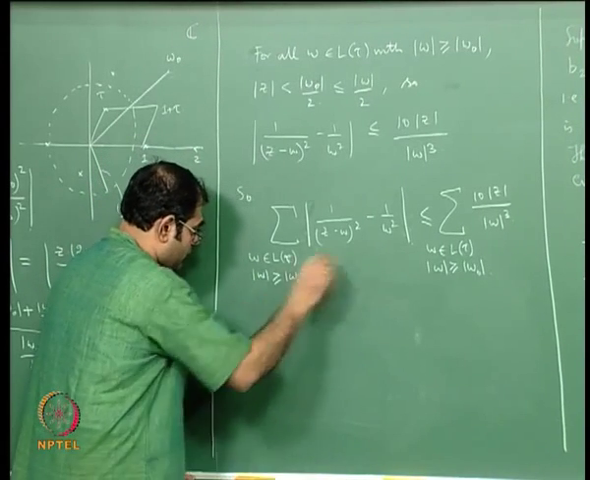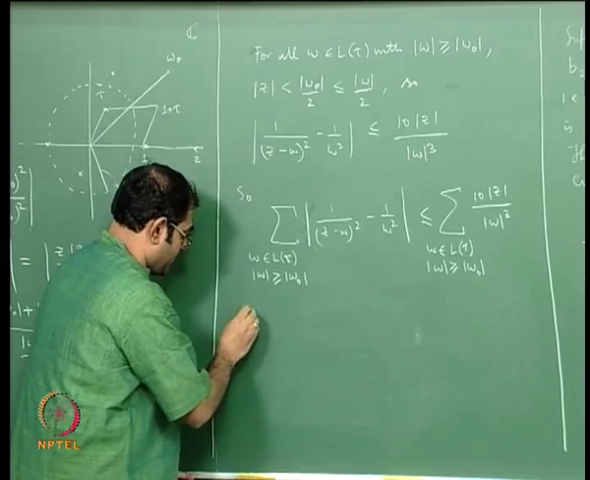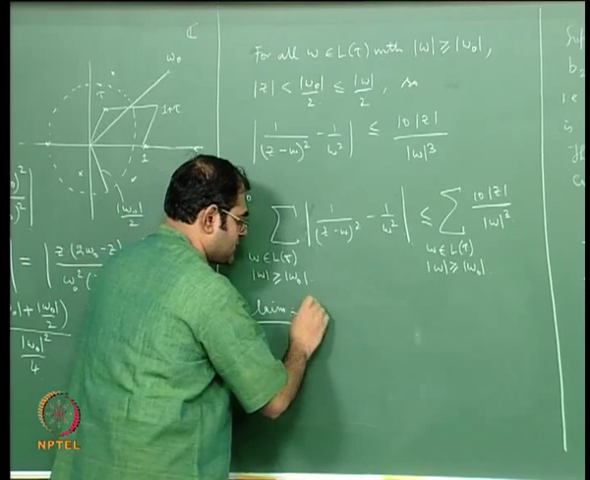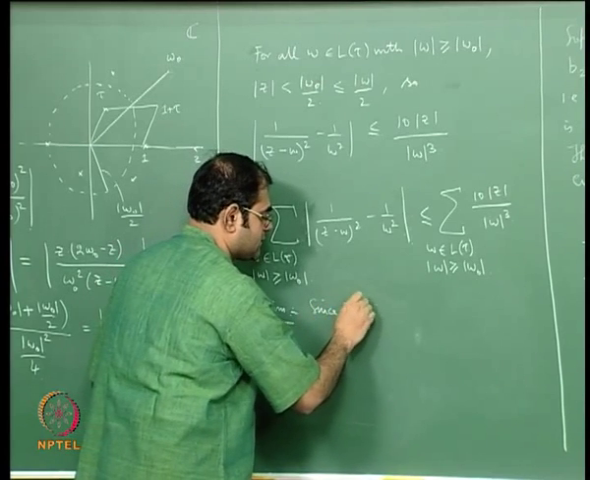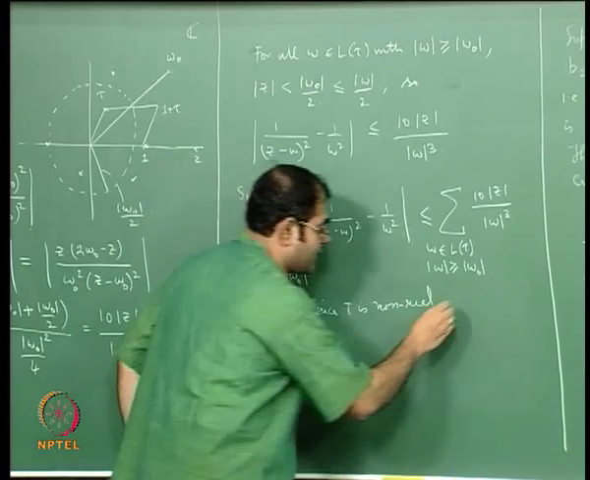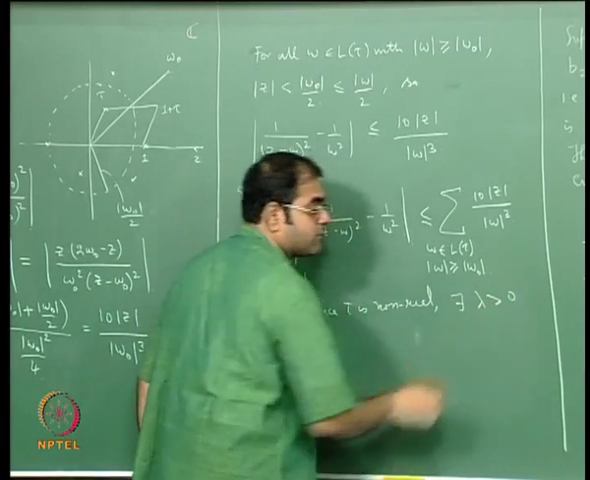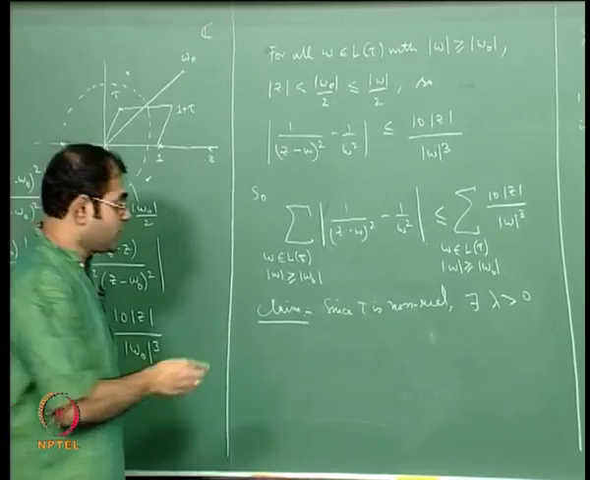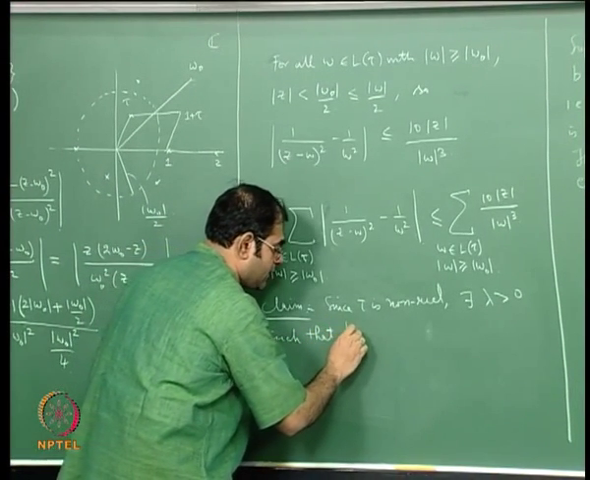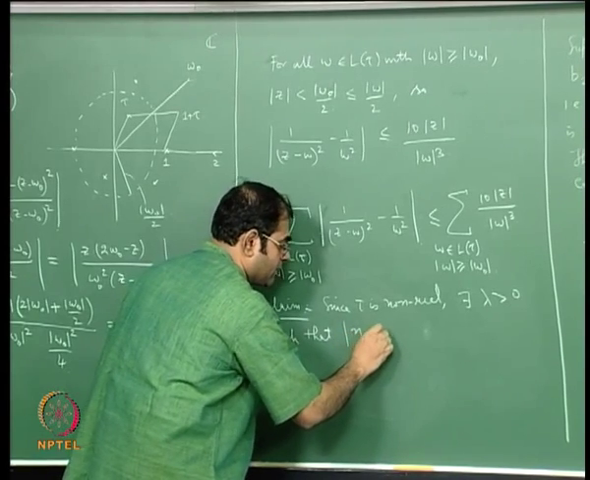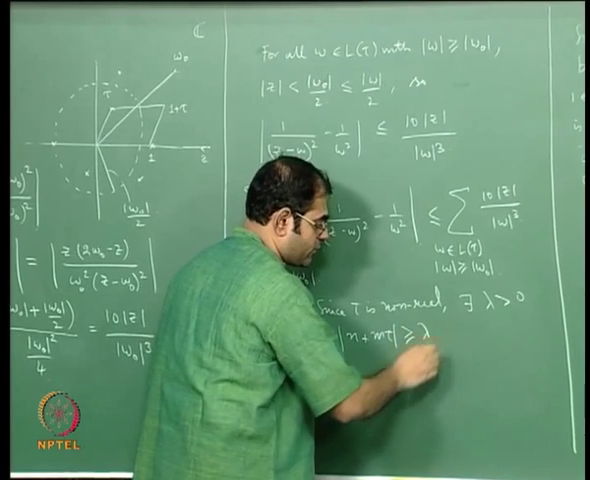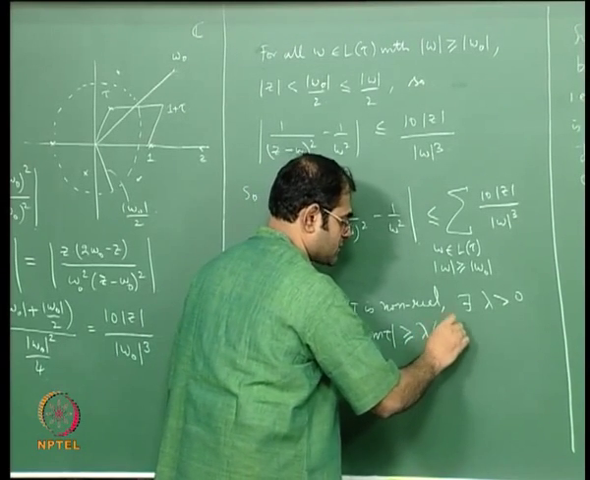So here is a claim. Since tau is non-real, there exists a real number lambda greater than 0 such that the modulus of n plus m tau is always greater than or equal to lambda times (mod n plus mod m).